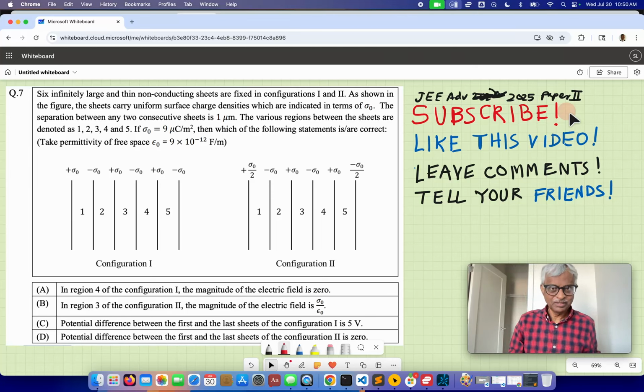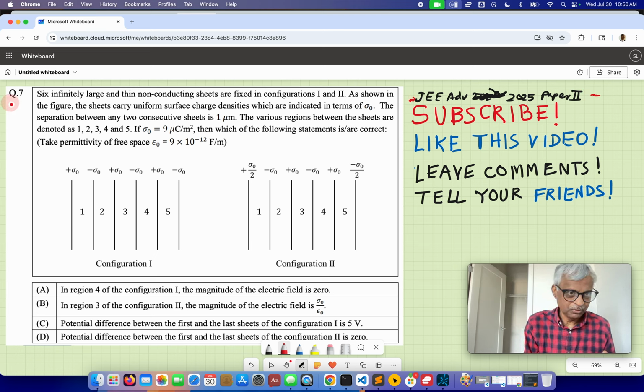Another problem session. So today is the second problem solving, and it turns out to be a good problem. So again from JEE Advanced Paper 2. That's what we are solving these days. And I'm up to question number 7.